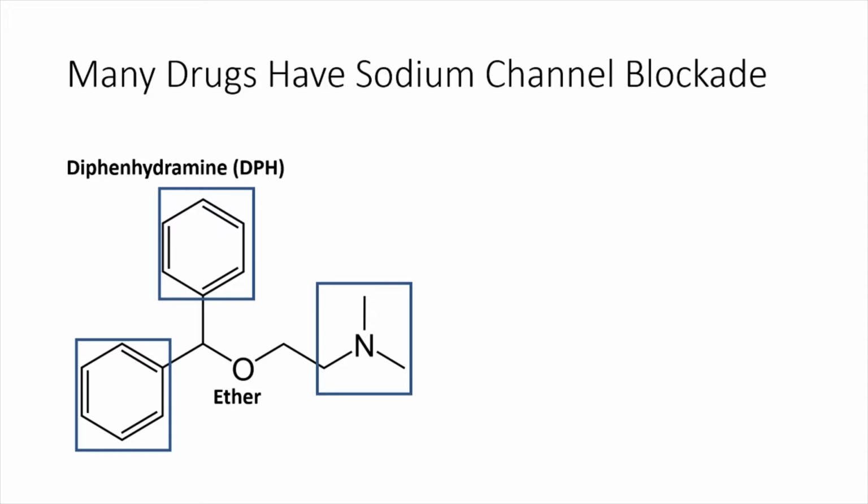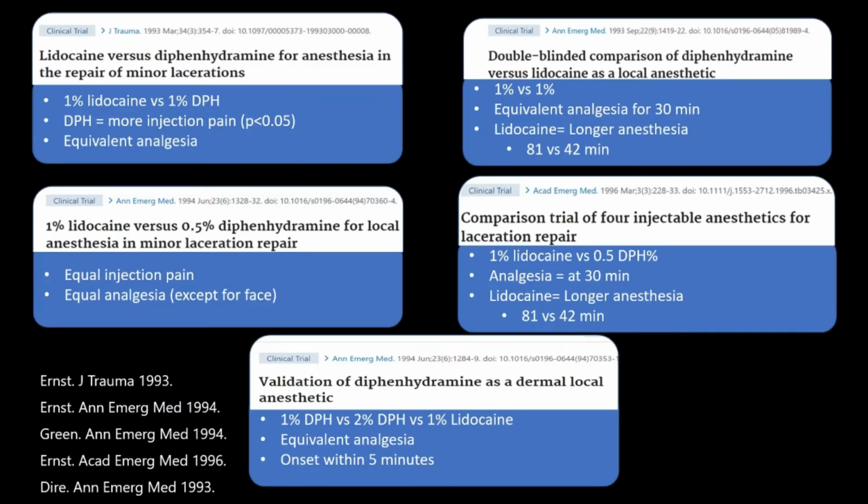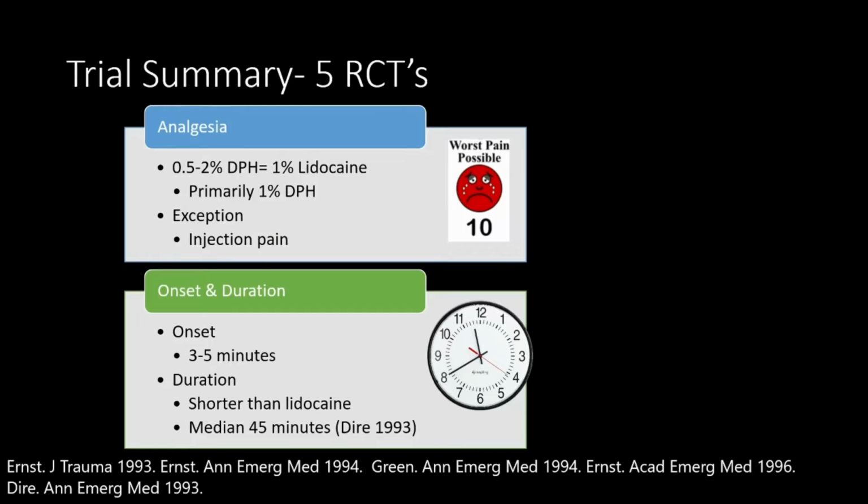There are a lot of drugs that have sodium channel blockade properties. But we've been studying diphenhydramine and its effect as a local anesthetic from its sodium channel blockade since the 1930s. Here are 5 randomized controlled trials. We only have 5 minutes, so I'm going to summarize the data for you, but you can read this on your own. Diphenhydramine has been shown to be equal in analgesia to 1% lidocaine.